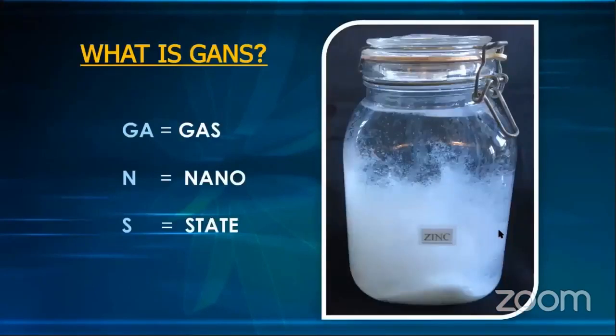So in the future, you'll be able to make those GANS. What does GANS mean? GANS means gas in nano state, small particles. Nano refers to very small particles, and it's just like a solid gas state. When you create this gas, the energy is incredible, you can feel it.